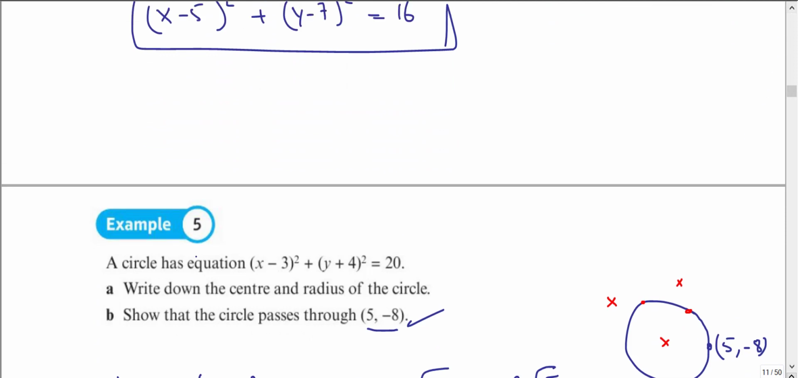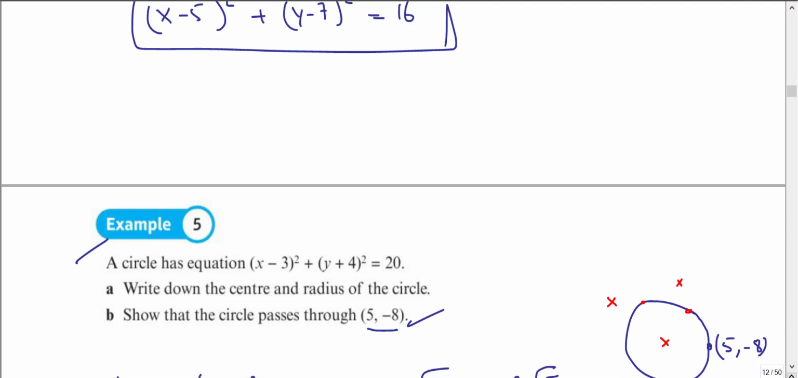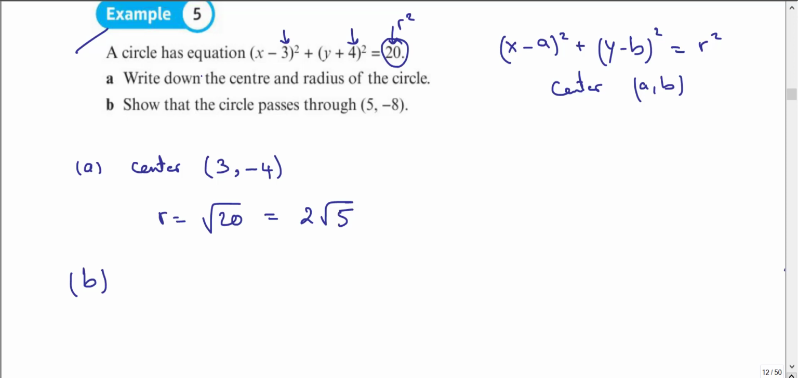Can you do the next one? Can you do this one? Example 5? Okay. The second part. Again, for the center, this value and this value. That's the center. Change the minus 3, make it 3. And 4, change it and make it minus 4. For the radius, take the square root of 20.